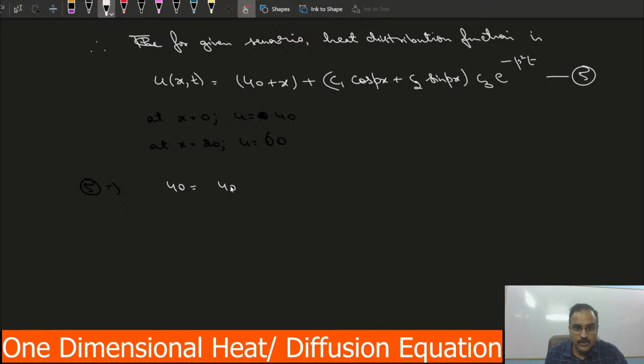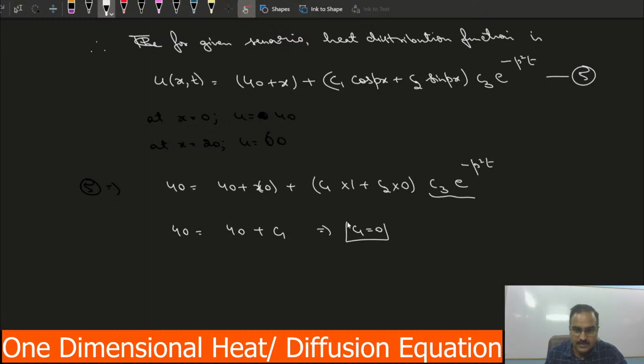40 is equal to 40 plus x, x is what, that is 0, plus c1 cos 0, that is 1, plus c2 sin 0, that is 0, c3 e raised to power minus p square t. So 40 is equal to 40 plus c1. Now this value we have to ignore. So from this condition we are having the value of c1 as 0. So your equation 5 reduces to u of x,t is equal to 40 plus x plus c2 sine of px into c3 e raised to power minus p square t, and that will be equation number 6.